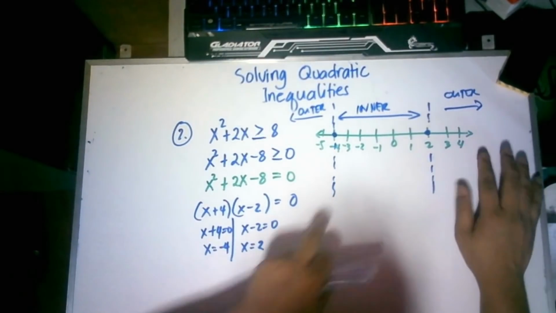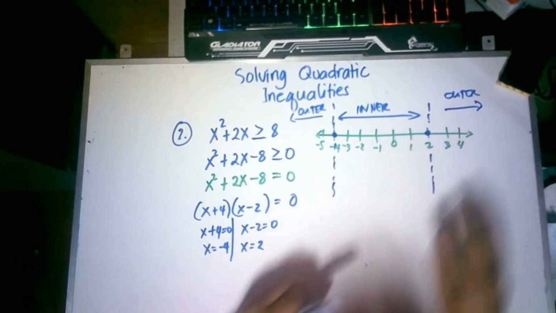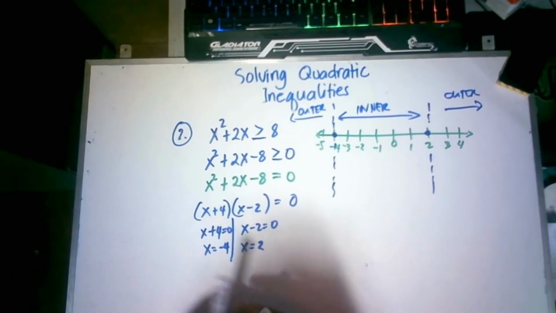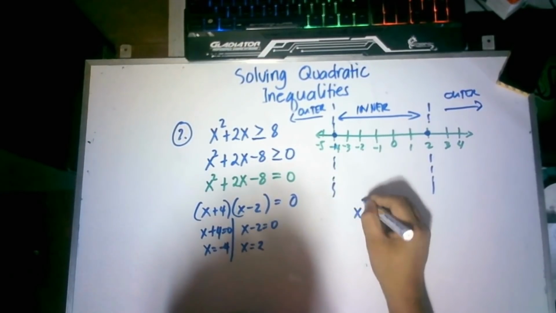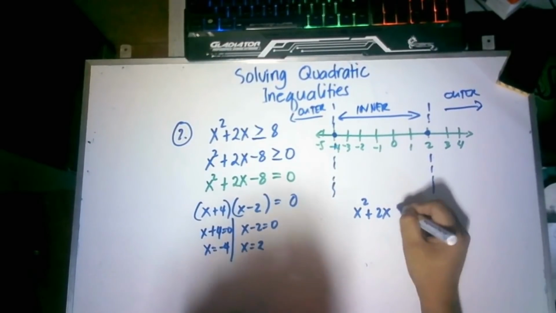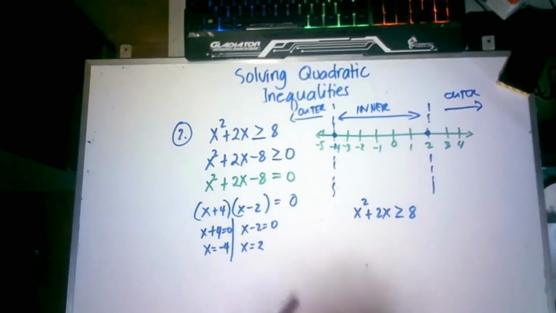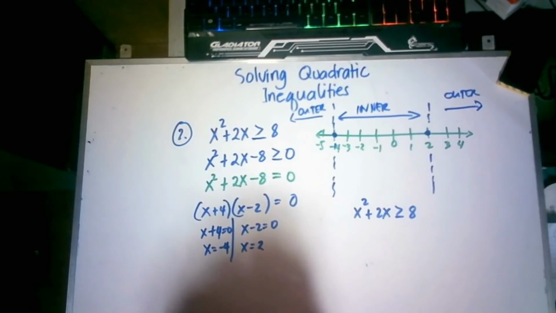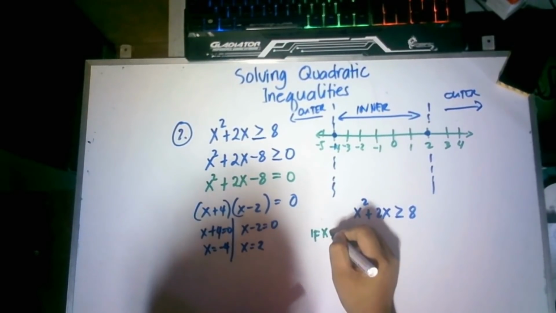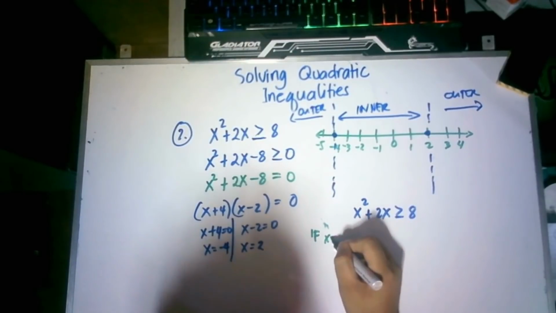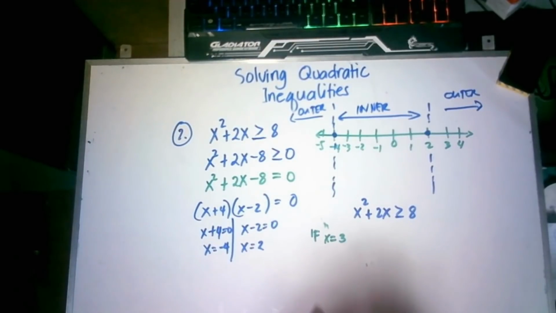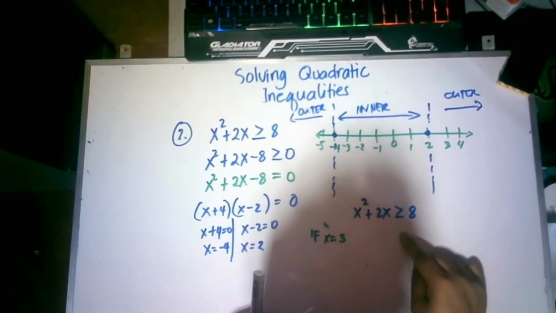So let us try the outer region first. Let us try to prove it. The equation is x squared plus 2x greater than or equal to 8. Let us test it. If x is equal to, let us say, positive 3, it could be greater than or equal to 8.